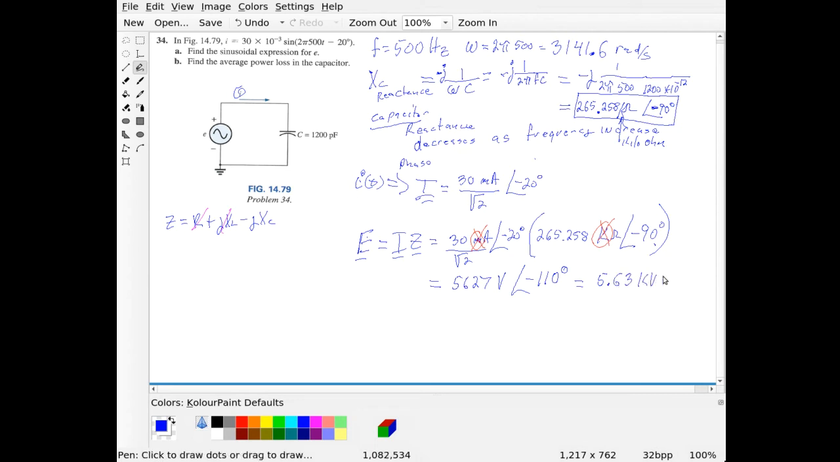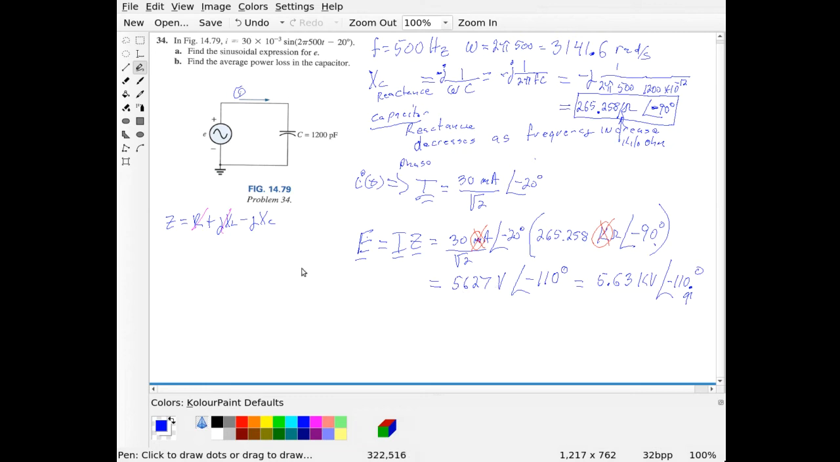Okay, and so again, if we were going to put that into Blackboard, I would write it as 5.63 kilovolts at an angle of minus 110, and I must put the decimal point here. It's very critical because of that 0. It tells me that all 3 digits in this value are important. And so it's 5.63 kilovolts.